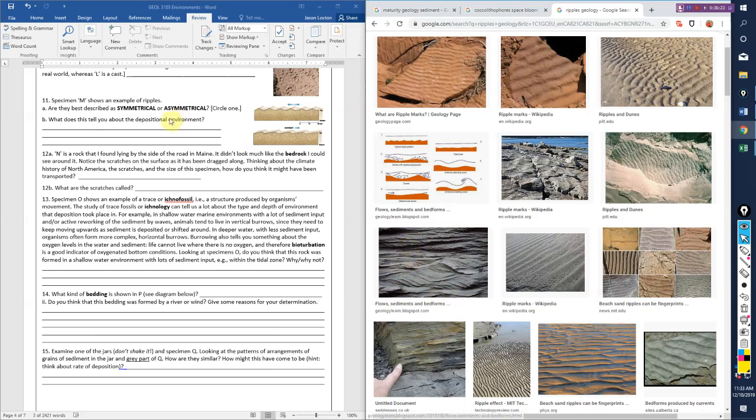When you are looking at ripples, you can have two principal forms of ripple, depending on what the direction of the flow was. So if flow is going in this direction, what is the pattern going to look like? Well, you are going to form a thing that has this general shape. Relatively low angle, and then a relatively steep side like that. So this is an asymmetrical ripple.